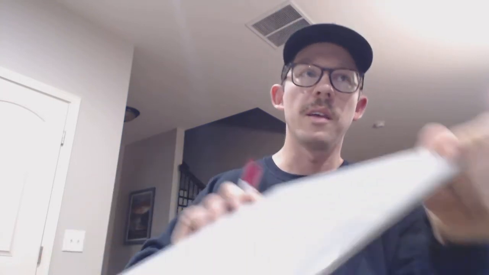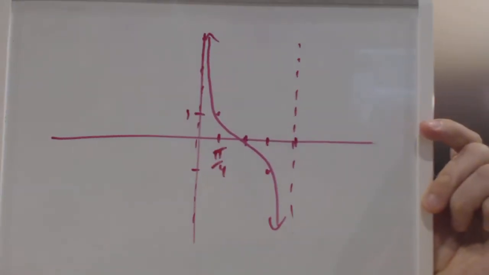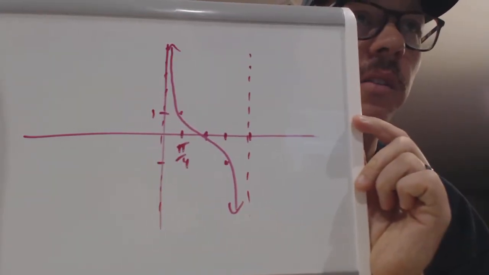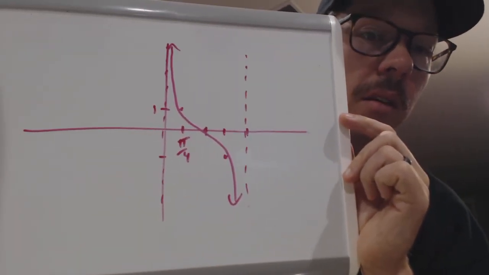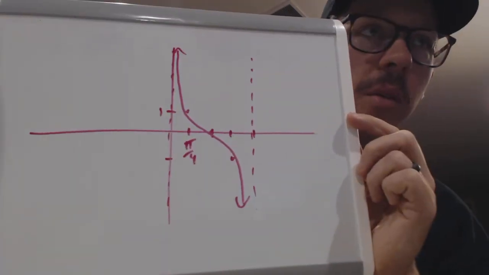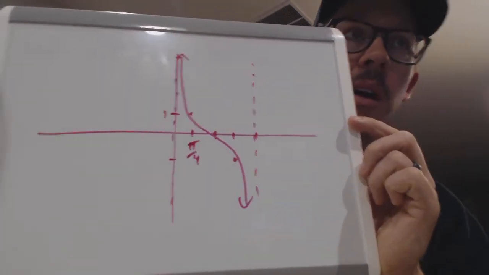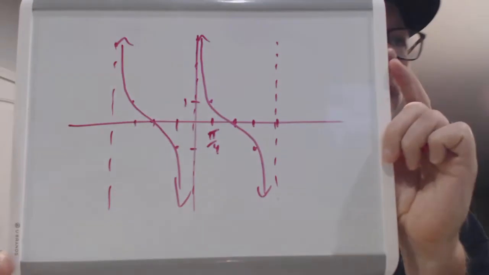When it's all said and done, you'll notice that one period's worth of the cotangent graph looks like this. It looks very similar to tangent, but it's going the opposite direction. Going left to right, it's moving downwards. We could continue that pattern in the other direction if we wanted to, and it looks something like this. This would be 2 periods worth of it.